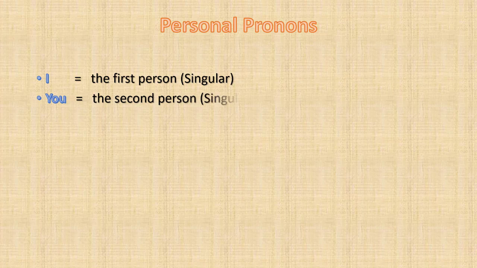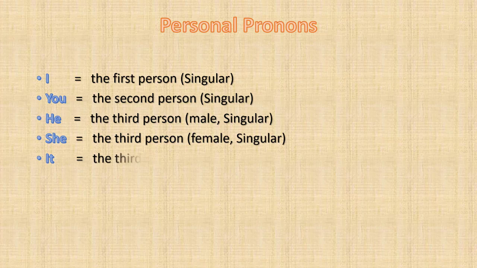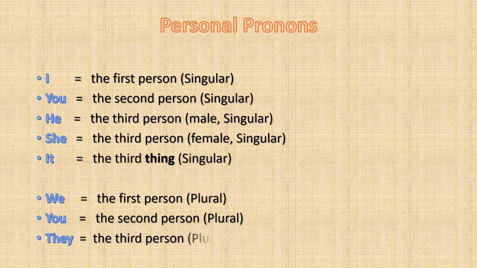Personal pronouns. I, the first person singular. You, the second person singular. He, the third person male singular. She, the third person female singular. It, the third thing singular. We, the first person plural. You, the second person plural. They, the third person plural.